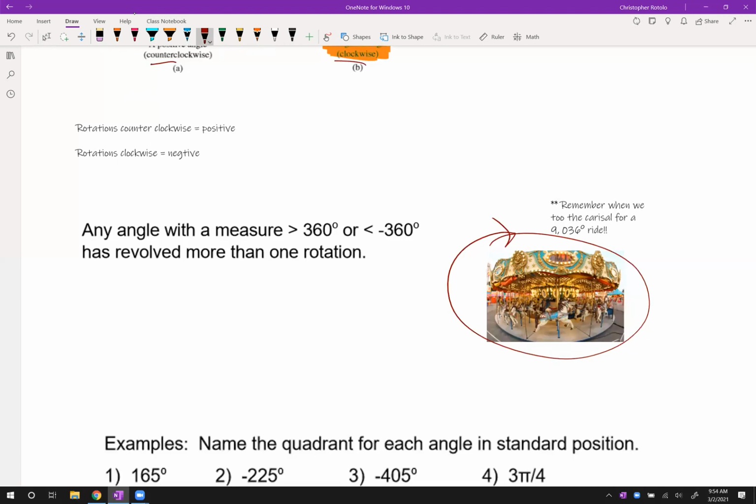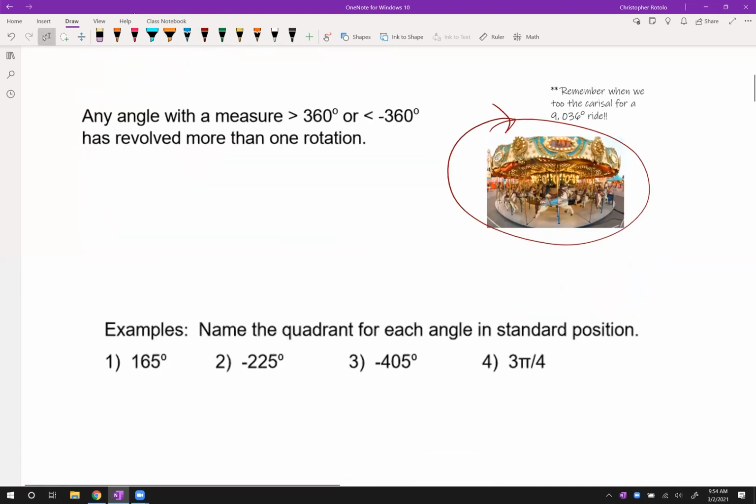But if it's not a nice number, or if it's negative, we don't really go backwards on the carousel. That would make me sick even faster. What we do is we just change it so it has exactly the same position. So let me show you how that works.